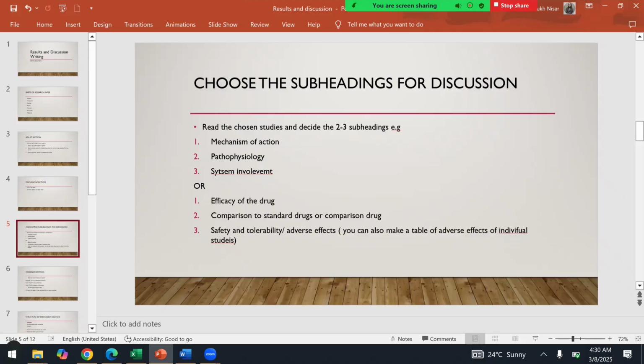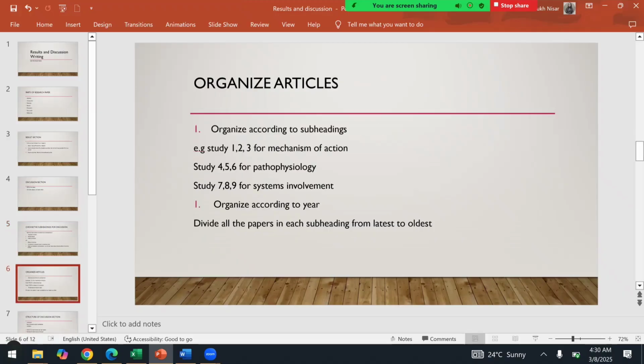You can also make a table of adverse effects, write the name of the study and then adverse effects in that study, and then the second study and its adverse effects. So you can also make a table of adverse effects. And you have to make subheadings. And after making subheadings, you have to start writing your paper's discussion.